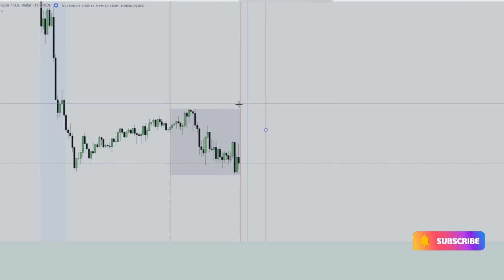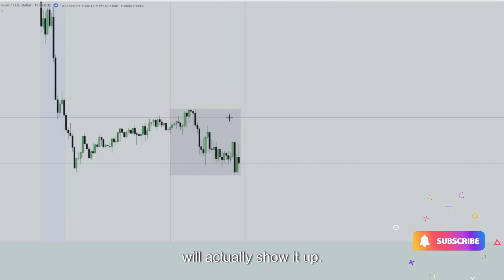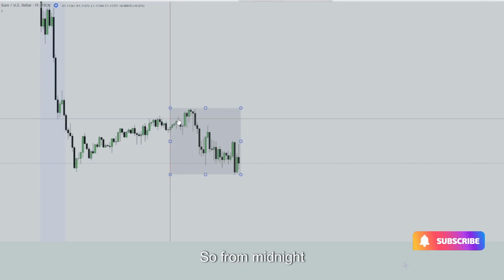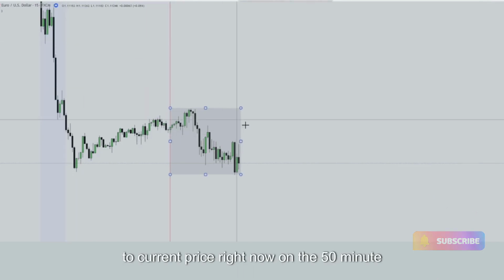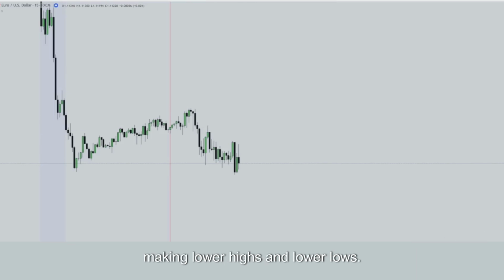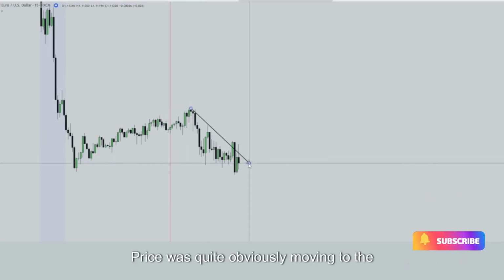However, I'm going to get rid of these 2 because the session indicator that I've got will actually show it up. And all I've done here is mark this out with a rectangle, from midnight to current price right now on the 15-minute time frame. As you can see, price was in a downtrend because price was making lower highs and lower lows. Price is quite obviously moving to the downside.